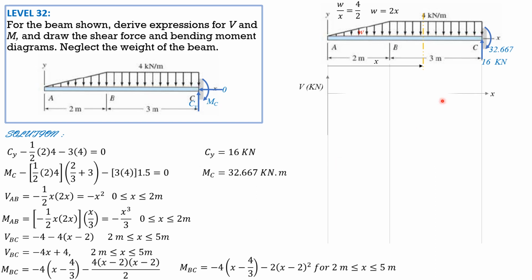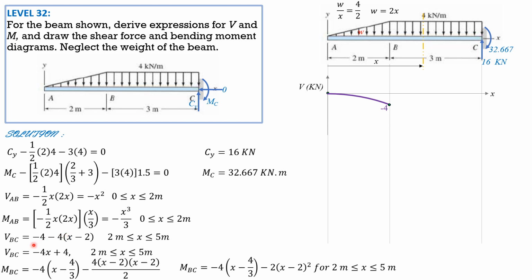Anyway, we can still plot the shear and moment diagram. So for the shear, substitute in AB. First, x is 0, negative 0 squared, so it begins with 0. When x is 2, negative 2 squared is negative 4. Connect 0 and negative 4 with a concave downward curve, because this is a second degree curve with a negative coefficient. Same explanation as before. The concavity is negative.